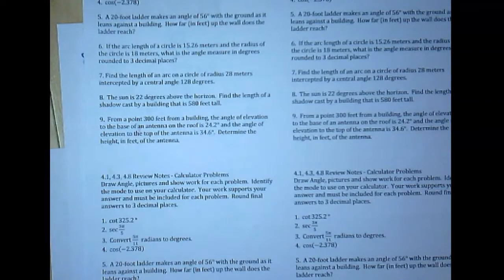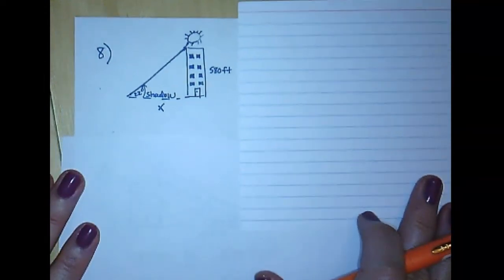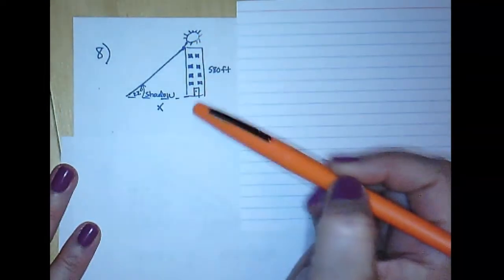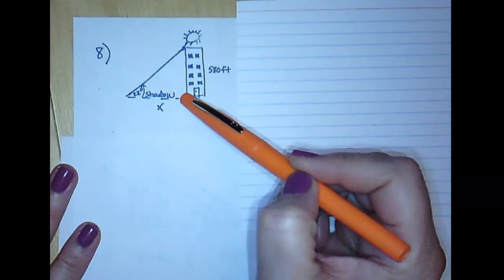All right, question 8. The sun is 22 degrees above the horizon. Find the length of a shadow cast by a building that is 520 feet tall. So again, the first thing we're going to do is draw a picture. So here's my picture of the situation. We have the building. We have the shadow.